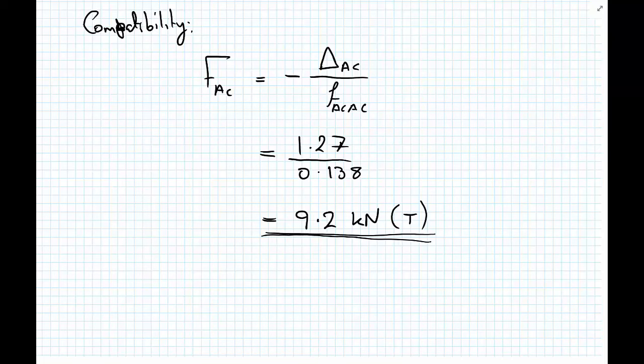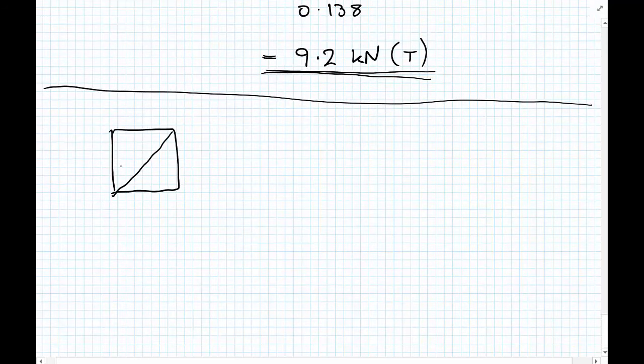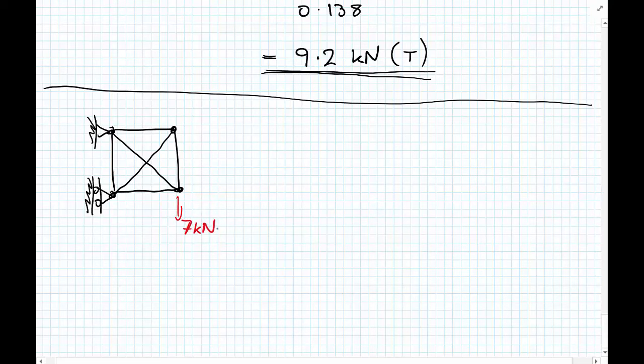So at this point, we've calculated the unknown force FAC. In real problems, we need to remind ourselves that we split our real problem into parts, so let's quickly sketch the real problem. We have the cross bracing, we have the pin support, the roller support, a vertical roller, and we had a load of 7 kilonewtons. From our compatibility equation, what we've found is simply this force here, FAC, and we found that it was equal to 9.2.